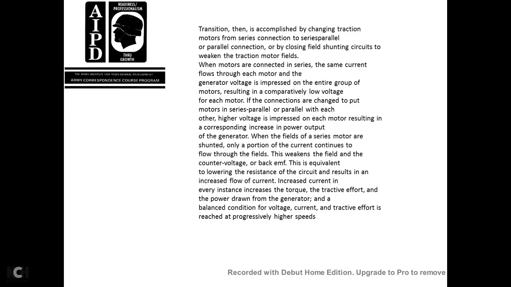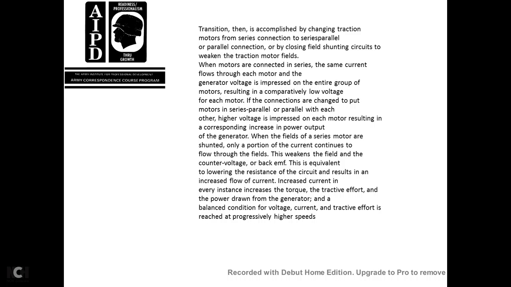When the motors are connected in series, the same current flows through each motor, the generated voltage and current enter the group of motors, resulting in comparatively low voltage for each motor. The connections are changed to put the motors in series, parallel, or series-parallel. High voltage and current for each of the motors result in a corresponding increase in the power output of the generator. The fields of the series motors are shunted.